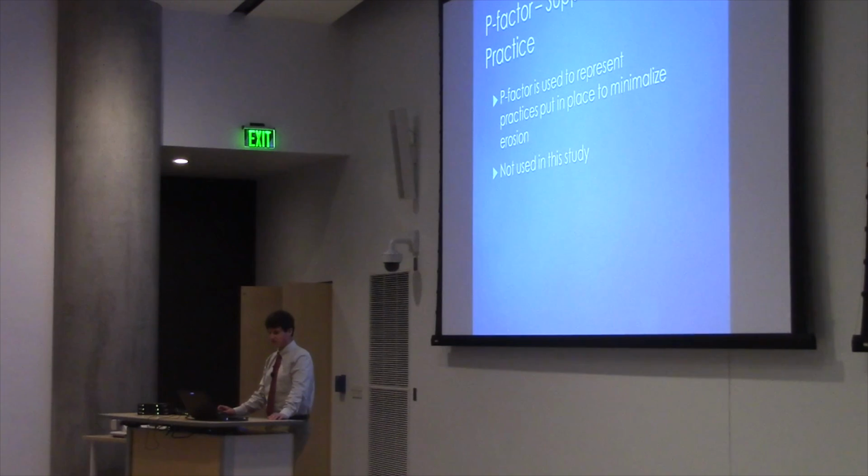The P factor is a support practice factor, and is used to represent practices that are put in place to minimize erosion. Usually these would be in an agricultural setting. And the P factor was not used in the study because none of these practices were in place before the fire occurred.